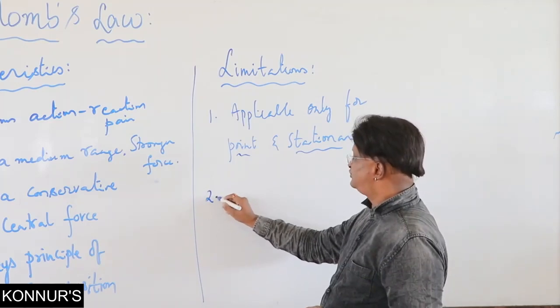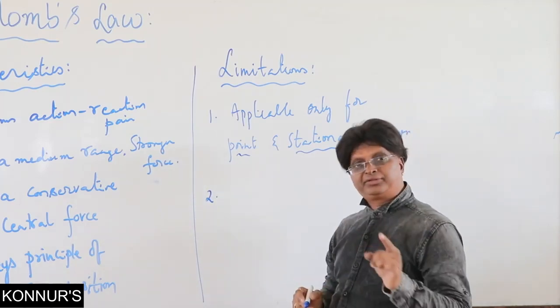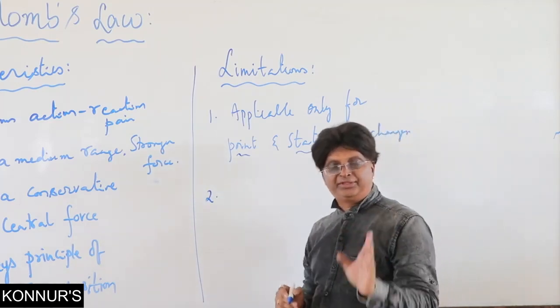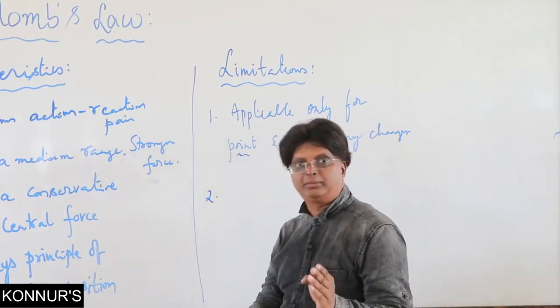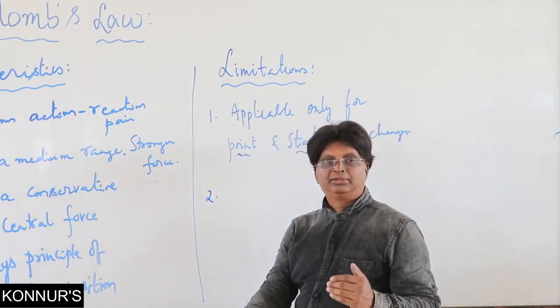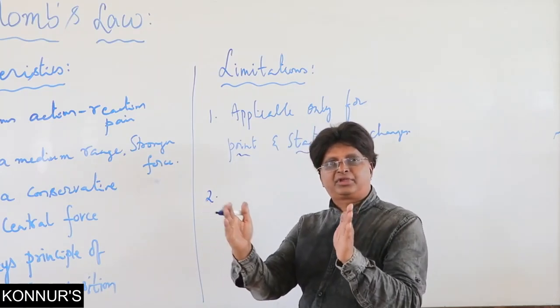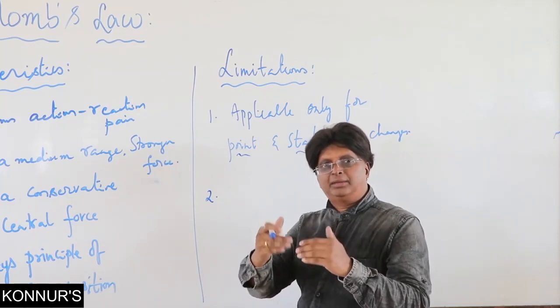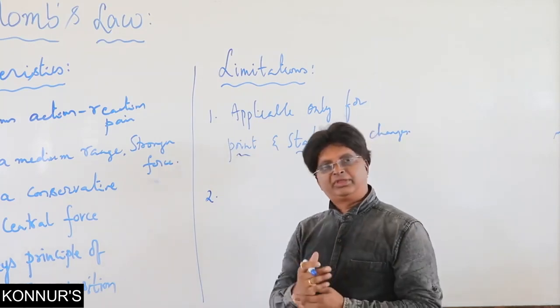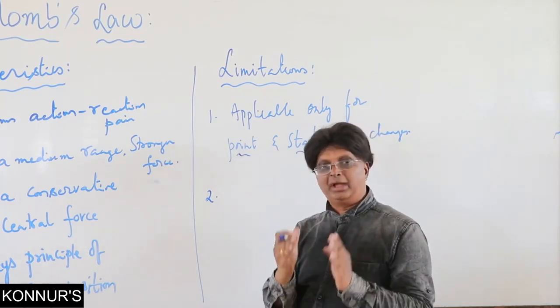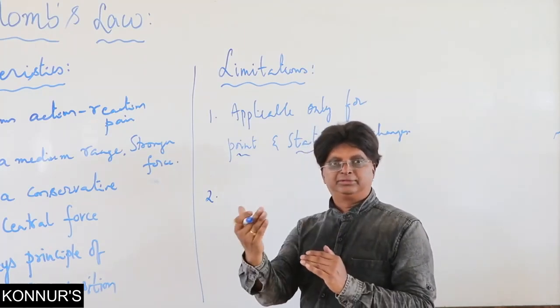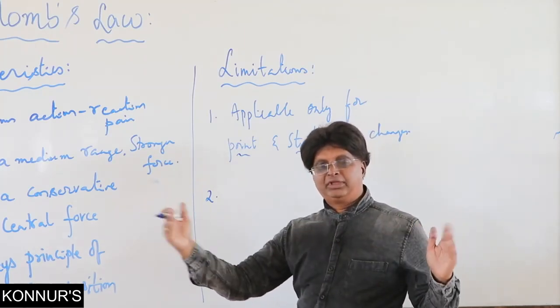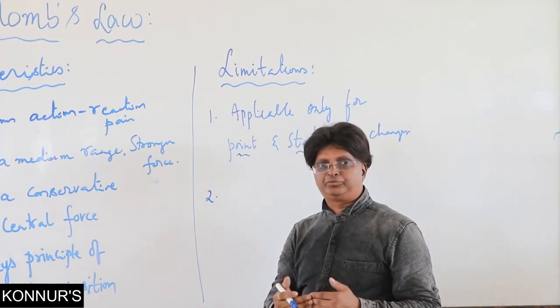The second limitation is that it is a force which depends upon the distance, such that F is proportional to 1 by R square. As the charges come closer and closer, the force between them increases, whether attractive or repulsive; the magnitude of the force will increase. If they move away, the magnitude of the force will decrease.